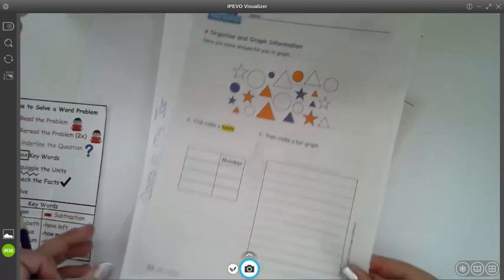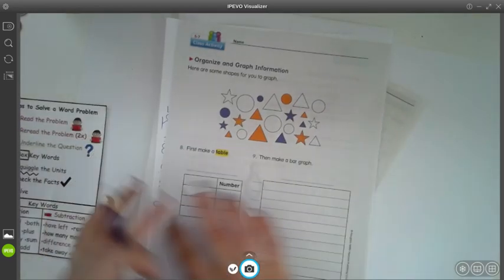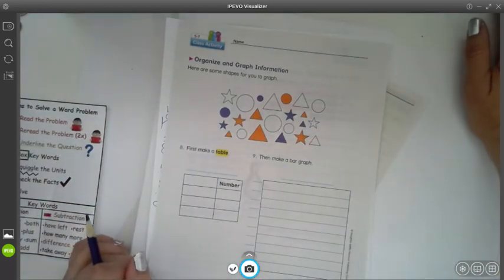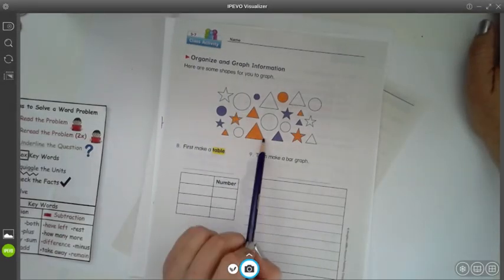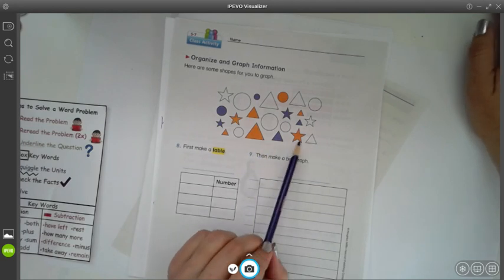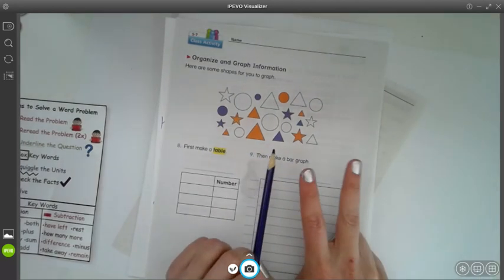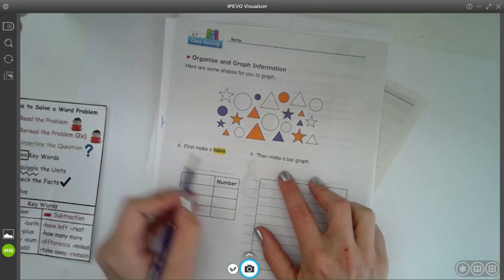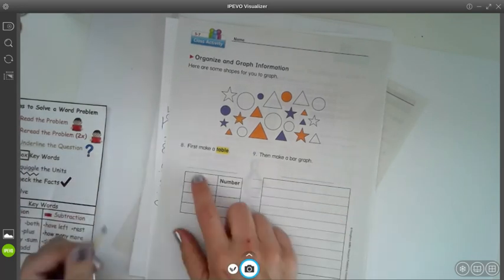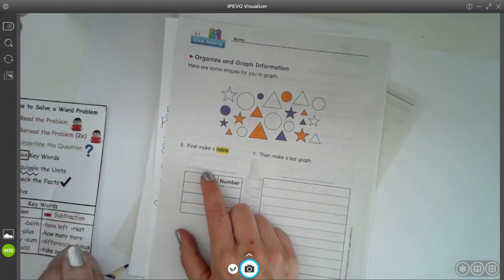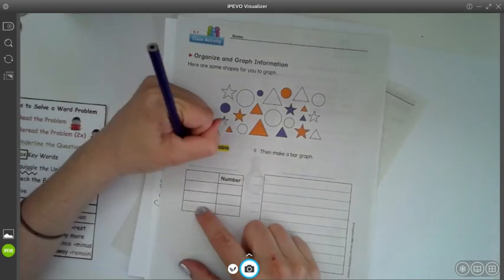On this next one, this one's super fun because you get to collect data and graph this data however it makes sense to you. There's a lot of ways that you can graph this. Here are some shapes. These shapes are different sizes, different shapes, and different colors. You get to choose over here how you're going to label your table. On this one, let's pretend I wanted to do mine by sizes.